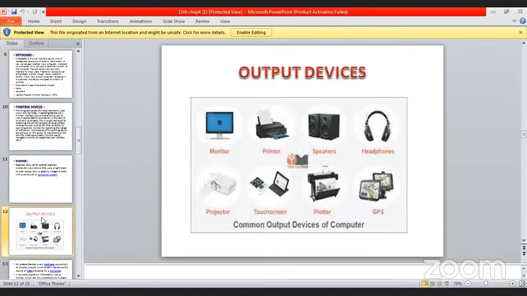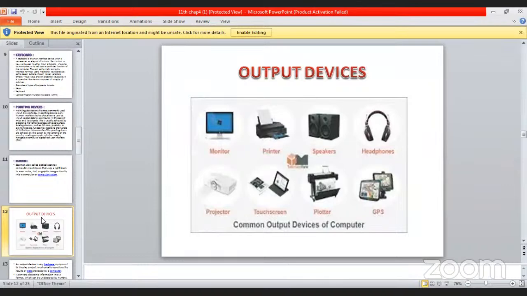So, what are the output devices in peripheral devices? That is the monitor, printer, speaker, headphones. See here, in this diagram, all the output devices are presented. They are the most common output devices for computers.